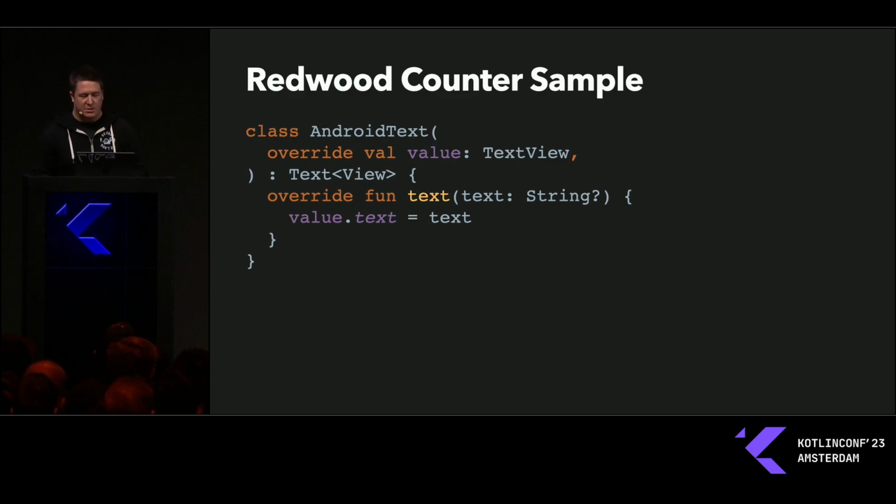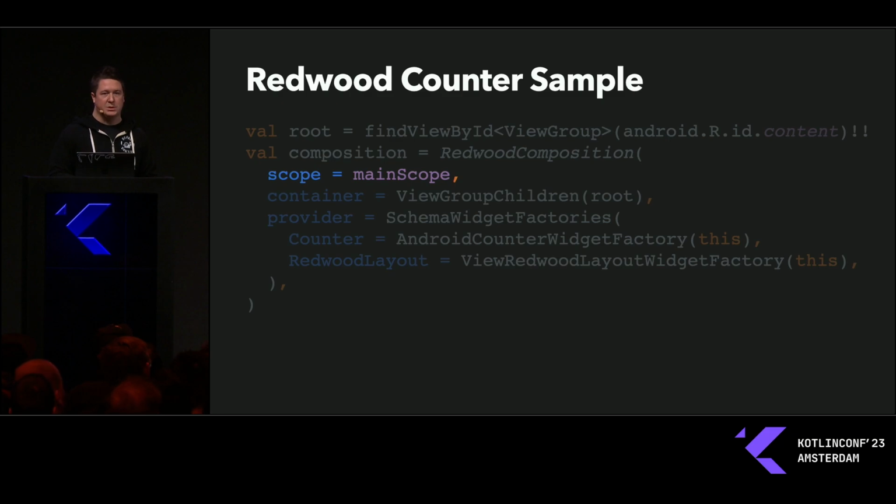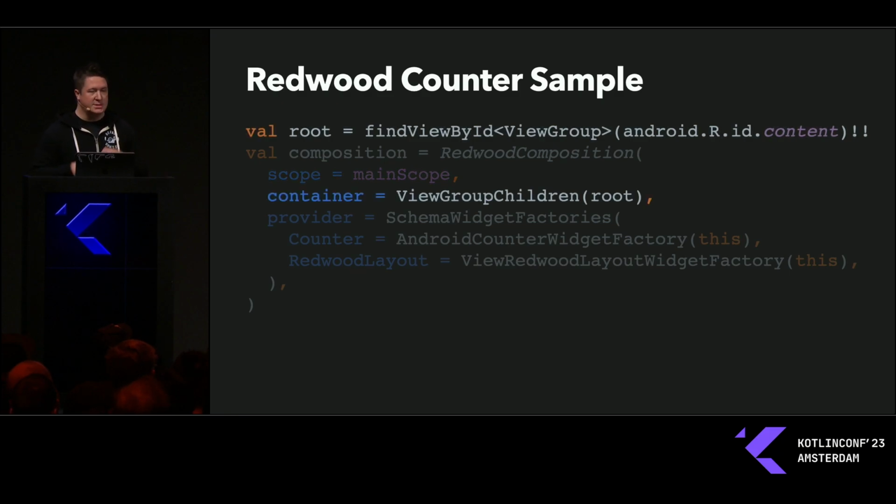But then we also have to set it up. So this is what the setup code looks like. It's one-time setup, so it's a little verbose. That's fine because we only write it once. We have a scope in which Compose is going to run and where our effects are launched into. We have the container into which the nodes that Redwood creates are going to be inserted. In this case, this is in an activity in this sample. We just take the root content view.